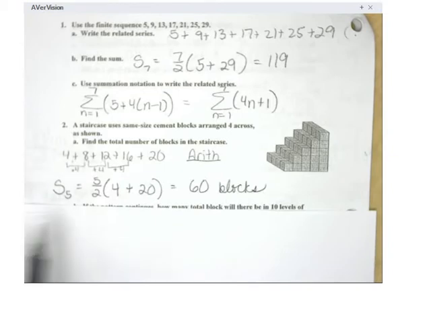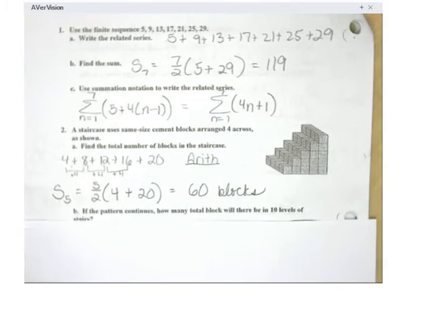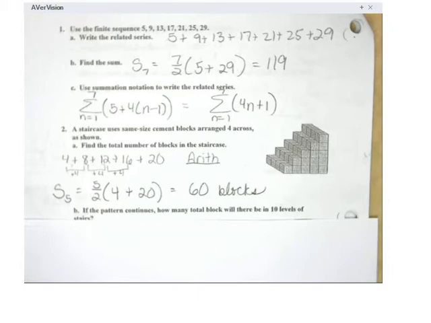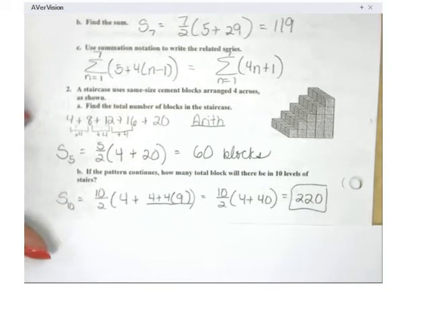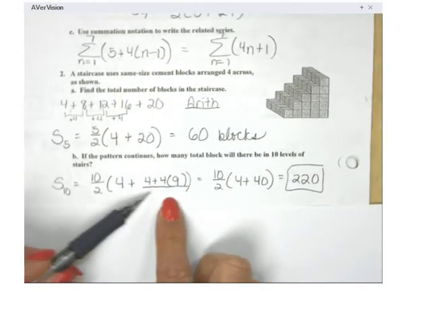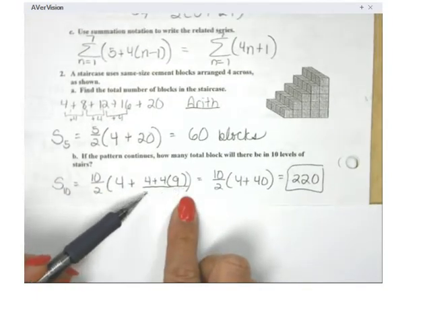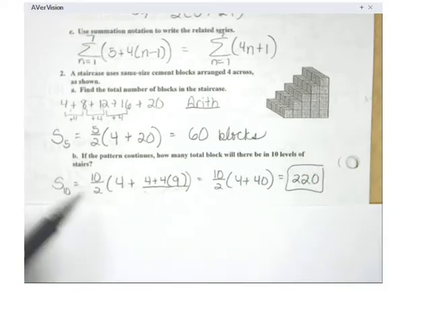However, I could do first plus last times n over 2 to add them up quickly, particularly if there are a lot more rows. If the pattern continues, how many total blocks will there be in 10 rows? Well, now I don't want to add up all 10 rows. I definitely want to use this first plus last times n over 2. And when I do, I have to find how many would be in that bottom row. So I have first plus last times 10 over 2.